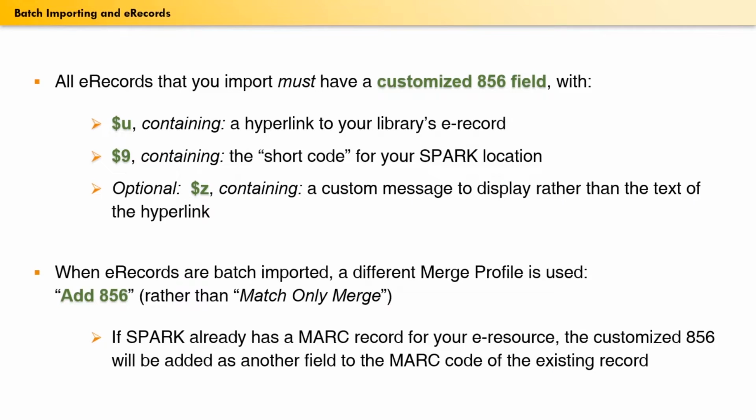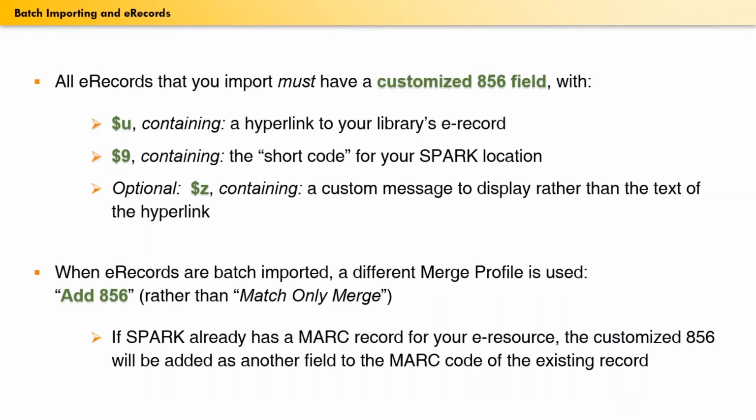So how does all of this relate to batch importing with electronic records? Well, first, if you want to add an e-record, that e-record must have a customized 856 field with a subfield U containing a hyperlink to take patrons directly to the website for the electronic resource. It has to have a subfield 9 containing the custom shortcode that will guide scoping, that will tell Evergreen to only show your location's hyperlink. And optionally, it has to have a subfield Z with a custom message to display in place of the raw text of the hyperlink address.